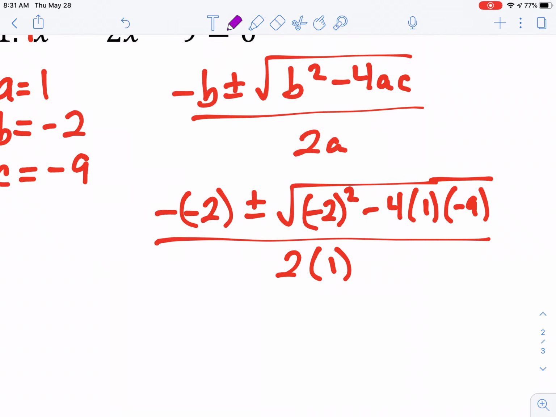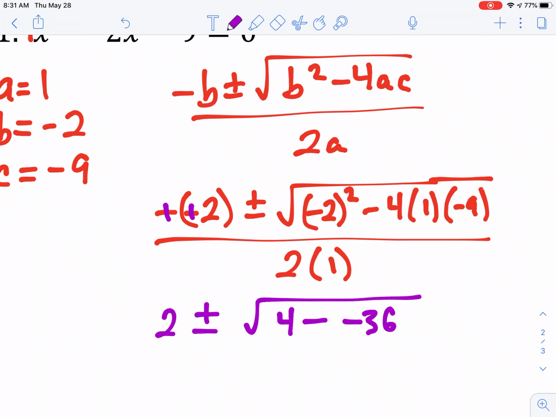Now we have to simplify. So the negative of negative 2. Basically, these negative signs cancel out and it becomes a plus. Plus or minus the square root. Negative 2 squared is 4. Minus 4 times 1 times negative 9. 4 times 1 is 4, times negative 9 is negative 36. All divided by 2 times 1, which is just 2.